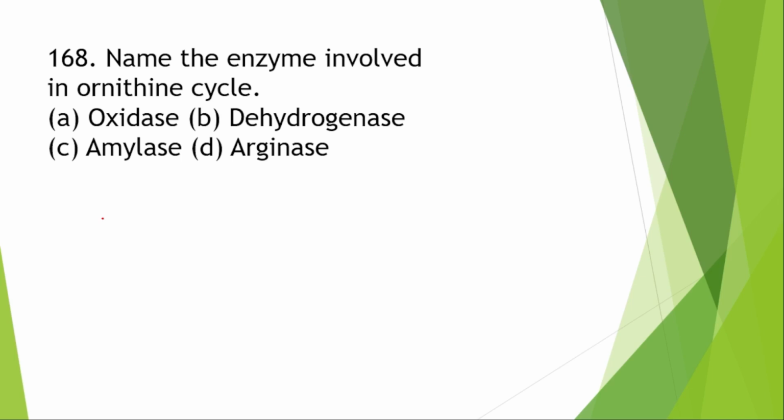168. Name the enzyme involved in the ornithine cycle. Oxidase, dehydrogenase, amylase and arginase. Here the right option is arginase. The ornithine cycle is a series of biochemical reactions that occur in the liver to convert toxic ammonia into urea. So here arginase plays a critical role in the final step of the cycle.